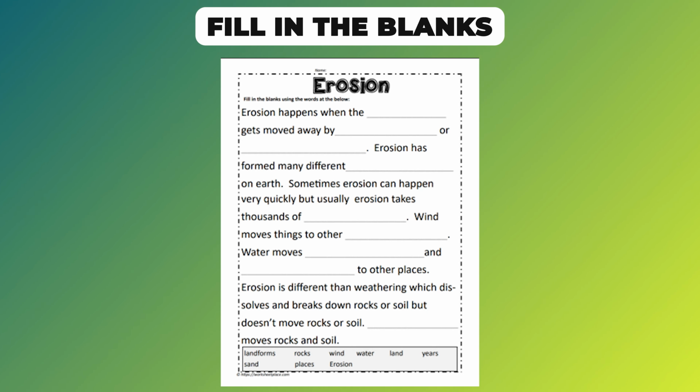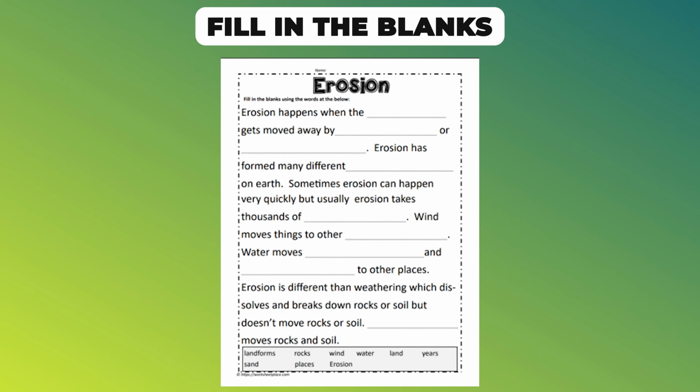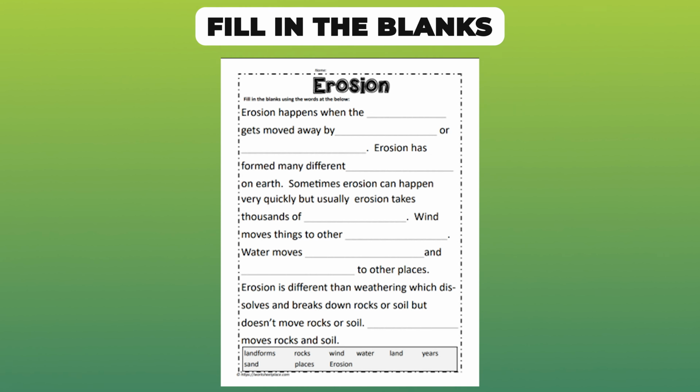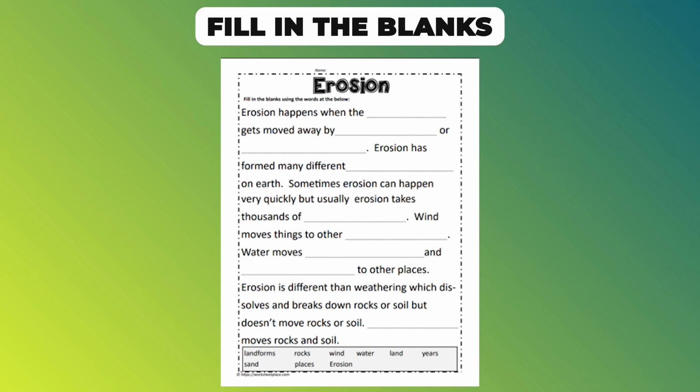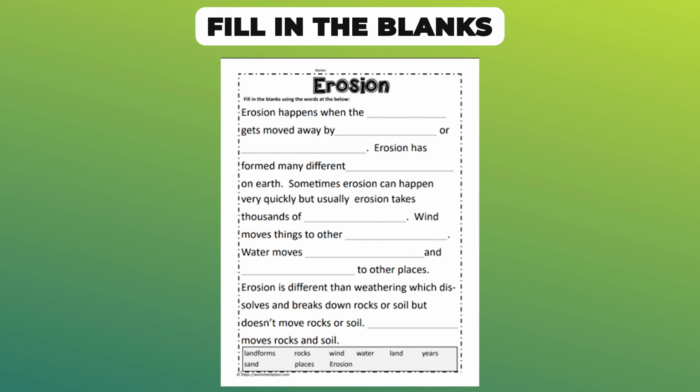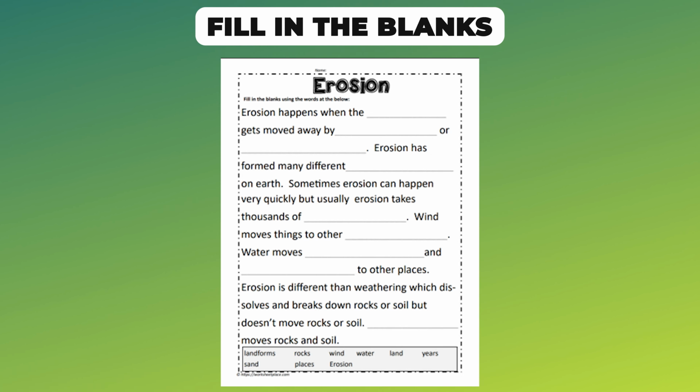Fill in the blanks using the words below. Erosion. Erosion happens when the land gets moved away by wind or water, or erosion has formed many different landforms. On Earth, sometimes erosion can happen very quickly, but usually erosion takes thousands of years.